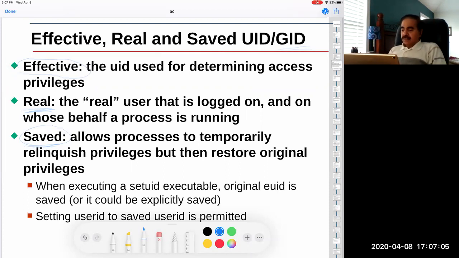Again, when you execute a setuid executable, the original effective user ID is moved into the saved user ID. The effective user ID is going to become the owner of the file that's being executed, and the real user ID is not going to change. So this is how you can keep track of what was the previous effective user ID when you execute a setuid executable.